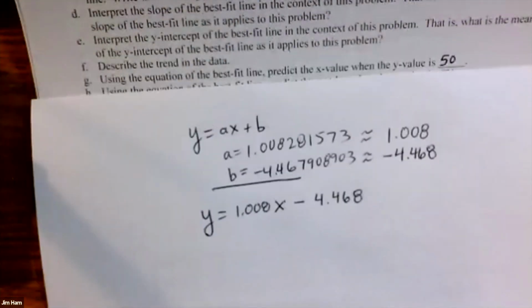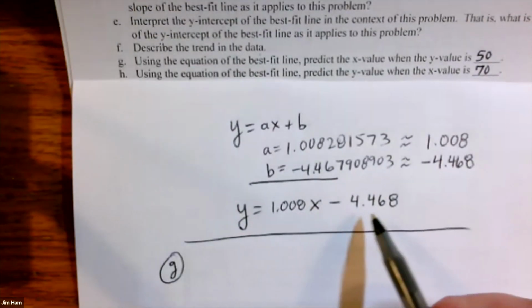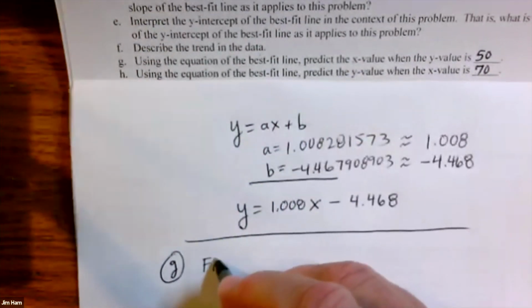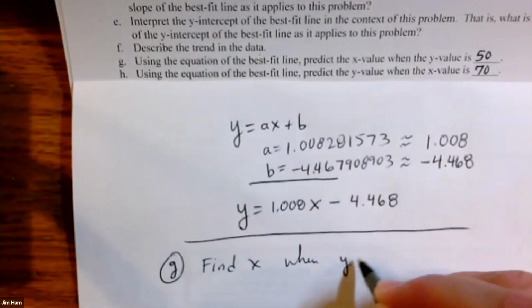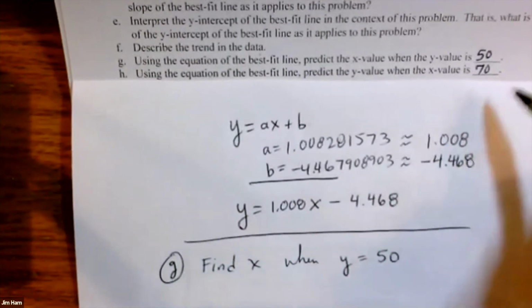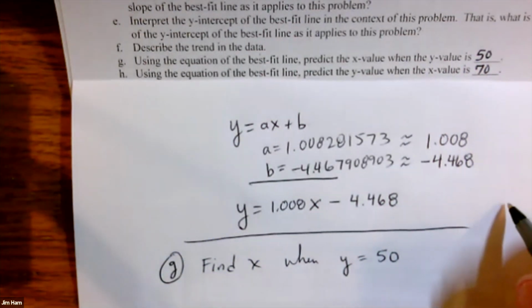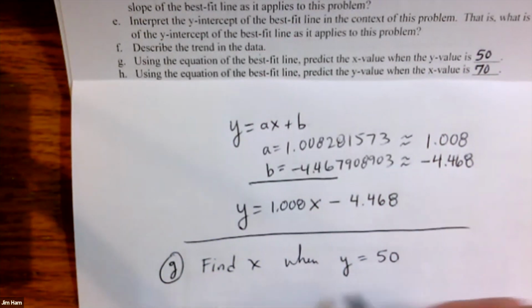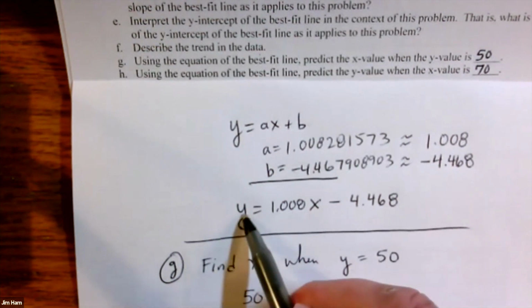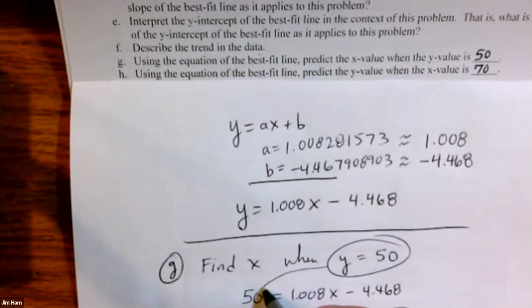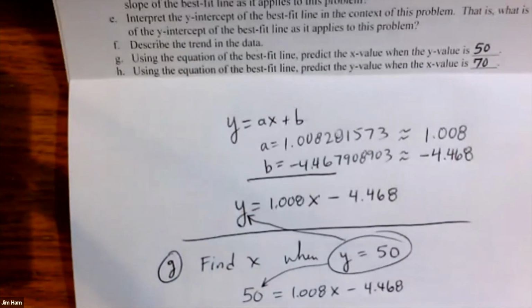So let's do part G here. We're going to use the equation of the best fit line, that's this equation right here, to predict the x value. So find x when y is equal to 50. The numbers will change, but you're going to be making predictions for x and predictions for y. So we're going to take our equation, y equals 1.008x minus 4.468. And we're going to replace the y value in that equation with 50.